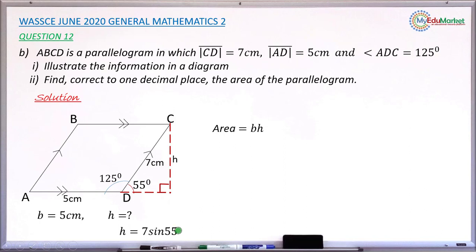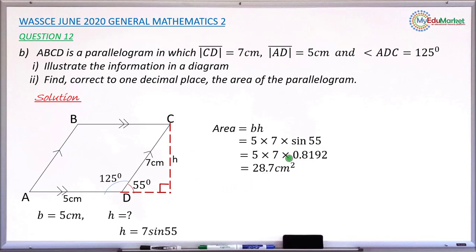So you can now substitute in the formula. You have the base already as 5 centimeters and you have H equal to 7 sine 55 degrees. Substituting in the formula correctly, you now have 5 multiplied by 7 multiplied by sine 55 degrees. And you find sine 55 degrees from either your calculator or the four-figure table. If that is done correctly, you have sine 55 degrees as 0.8192. Multiplying these 3 values correctly gives the answer 28.7 centimeters squared, rounded correctly to one decimal place. And this is the area of this parallelogram. And that answers the question.